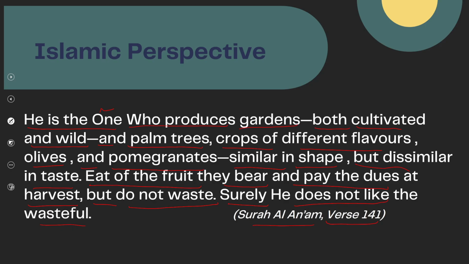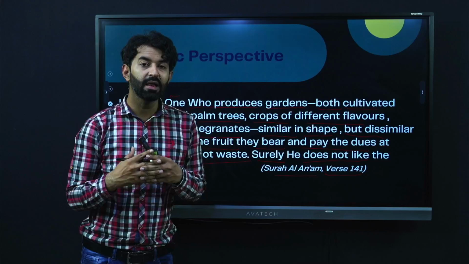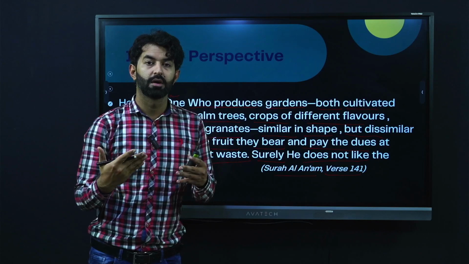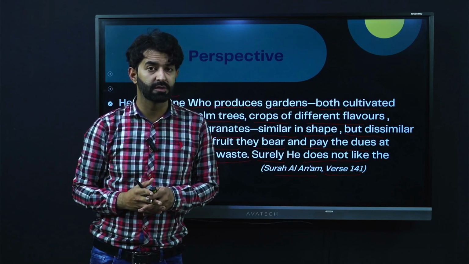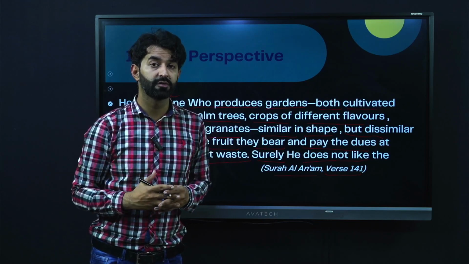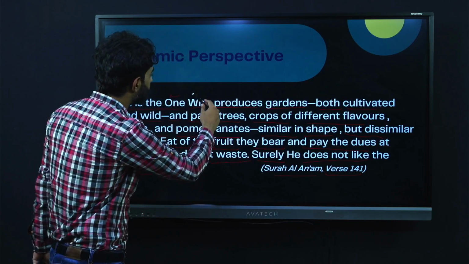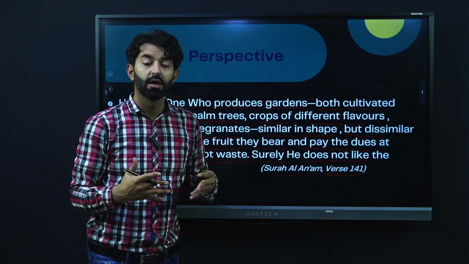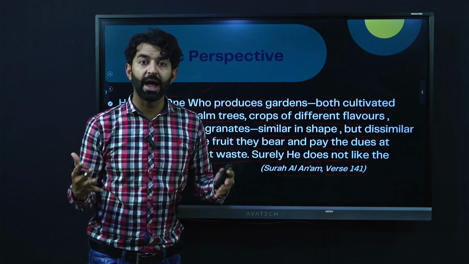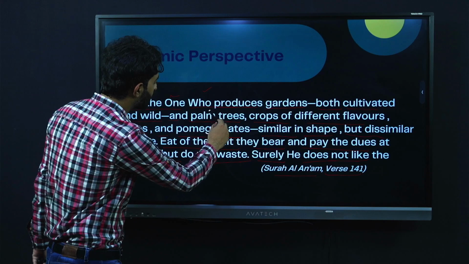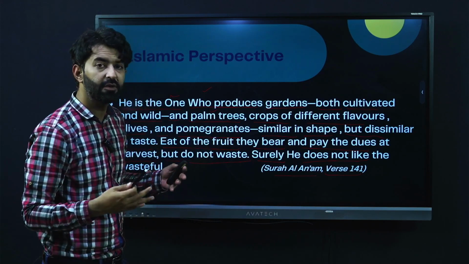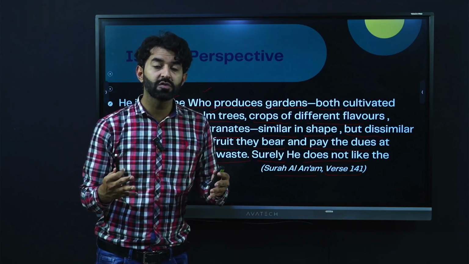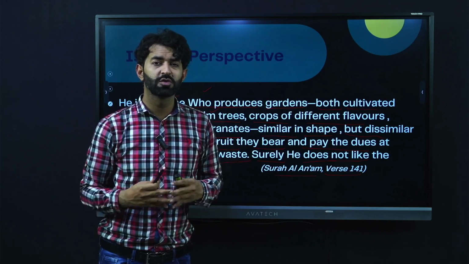Now, what do we understand by this? Allah is telling us about His gifts that He has given us, a lot of different things that He has given us, and He's saying that He's the one who has produced gardens. They are cultivated, some of them are wild, and also palm trees, crops of different flavors. There are a lot of flavors, crops of different taste, their vegetables, their fruits, so many of them.